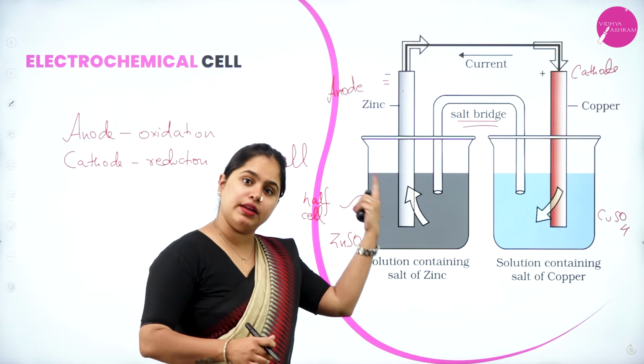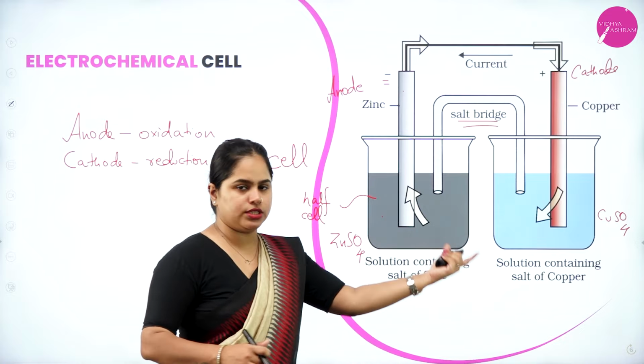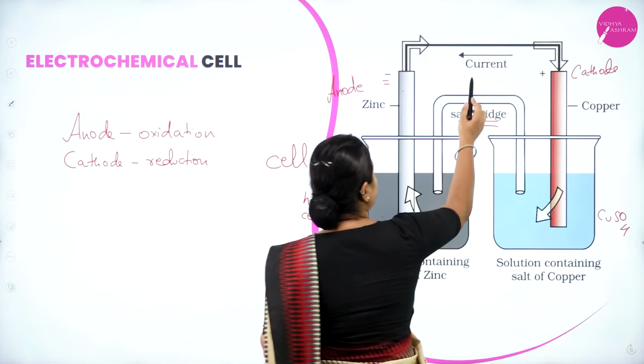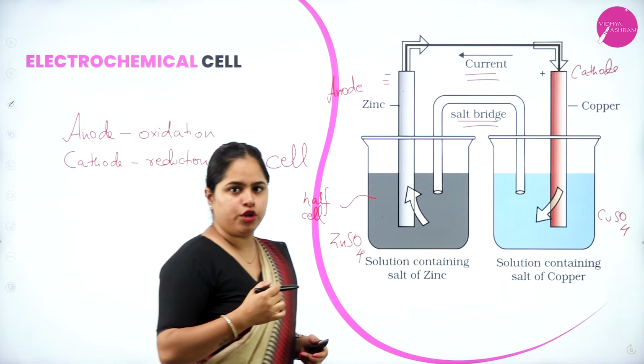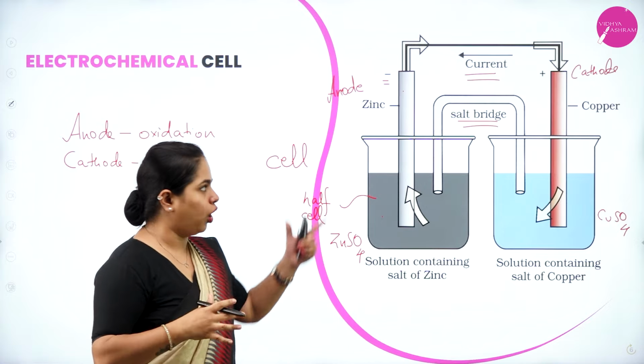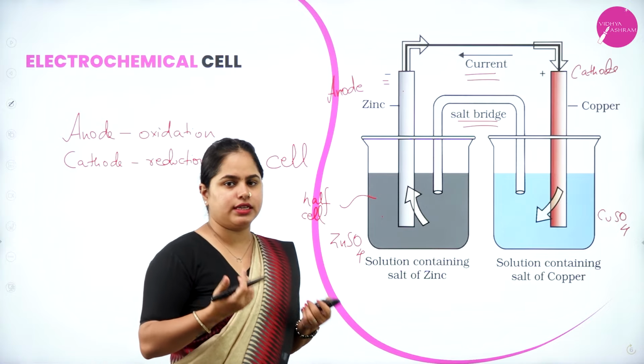And electricity will be produced in this. Chemical reactions are taking place and electricity will be produced here. A current will be produced here. So that is the current of this particular cell. Okay, and that is called the EMF.